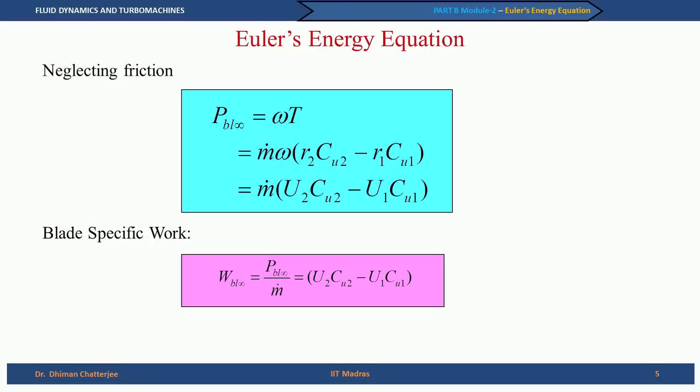Actually, you can keep this in mind in a similar way as we have talked about earlier, that vane congruent flow takes place when there are an infinite number of blades. So, this is an idealized condition as you can appreciate. So, W_BL,∞ corresponds to the vane congruent flow, or the idealized case, or the case of an infinite number of blades, and that is given as U2 C_U2 minus U1 C_U1.